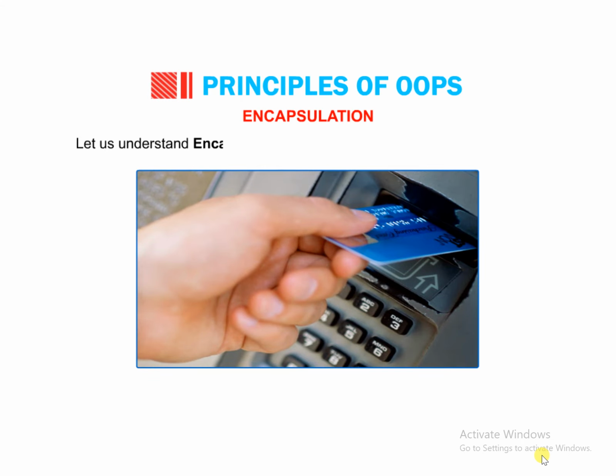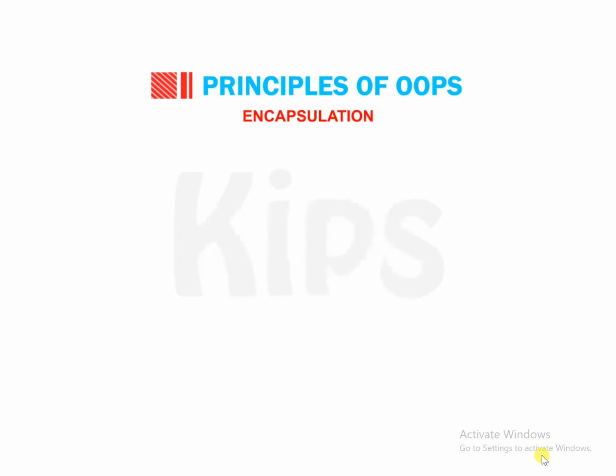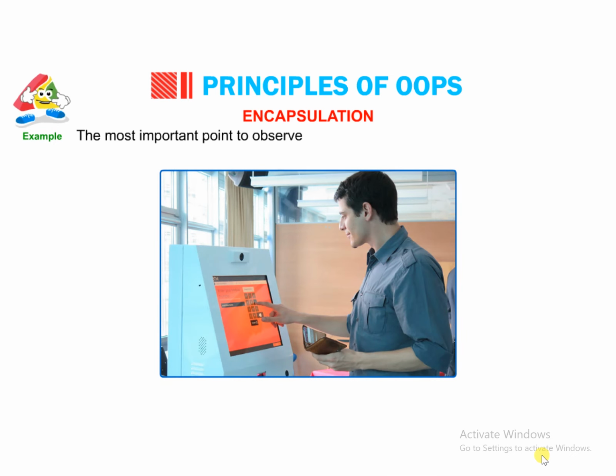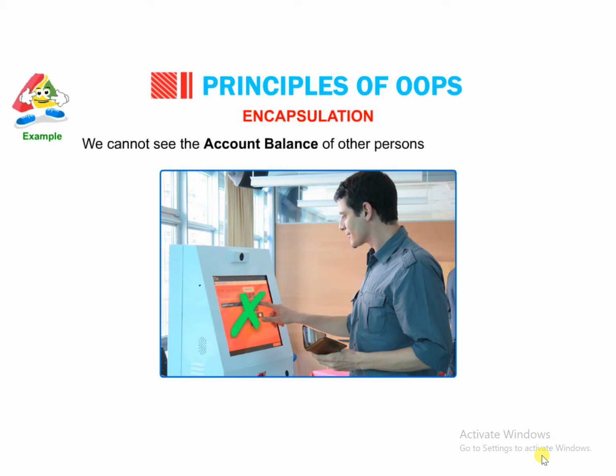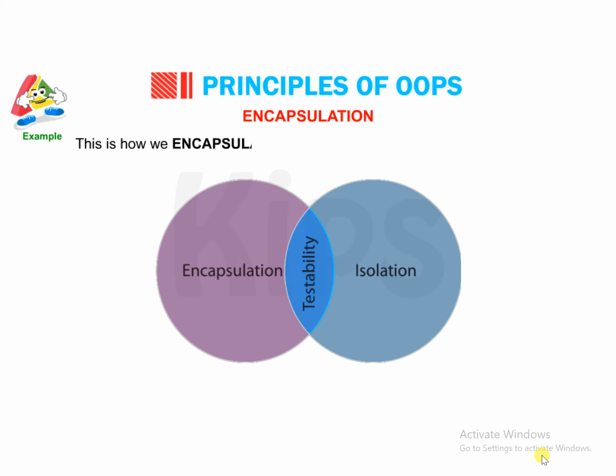Let us understand encapsulation with the help of an example of the ATM. In this scenario, let us take an example. The most important point to observe is that while using an ATM, we can only access the data that belongs to us. We cannot see the account balance of the other person or change their PIN. This is how we encapsulate or isolate data from a user with the aid of functions.